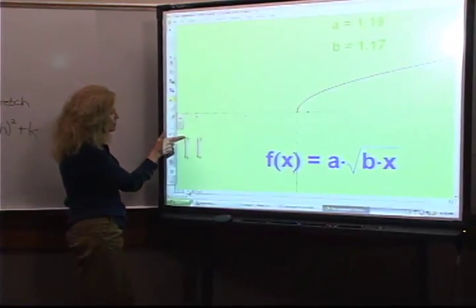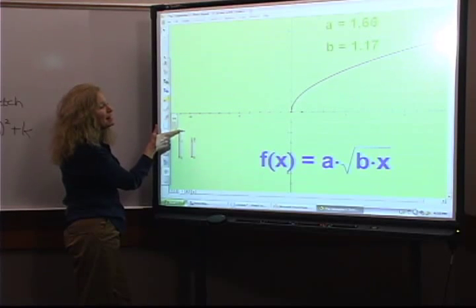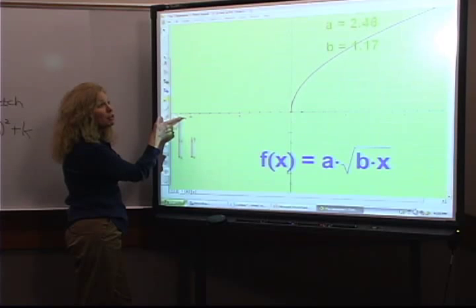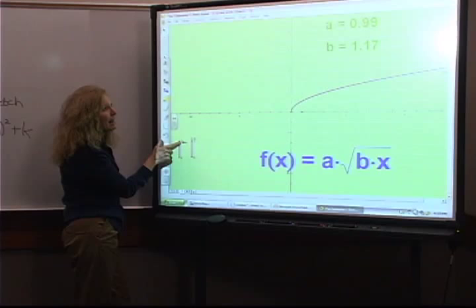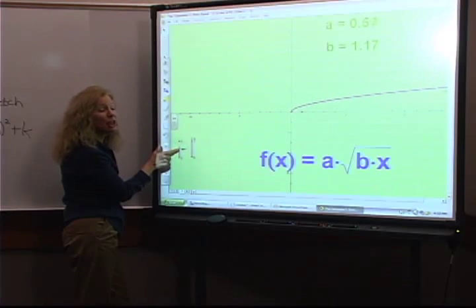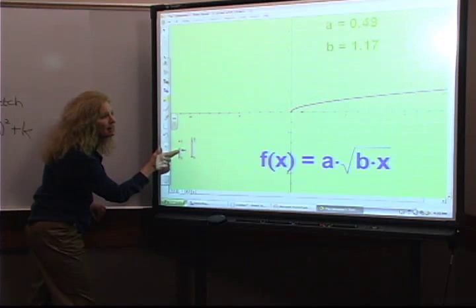All right, let's grab the A and see if he can move on me. There, A is getting bigger. Does it look like a vertical stretch? Yeah. And A is getting smaller. Does it look like a vertical compression towards the x-axis? Now watch, he's going to go negative.